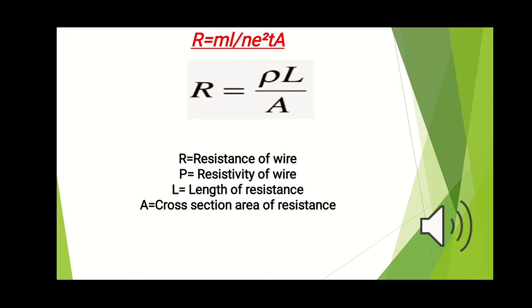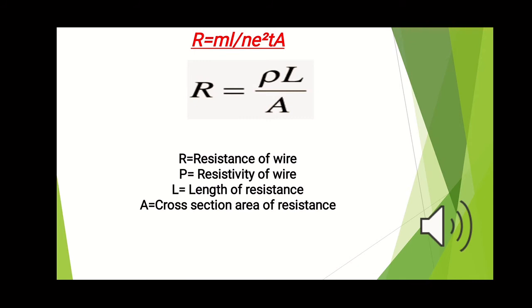So the resistance of a wire also depends upon the resistivity of the material, and another name for the resistivity is the specific resistance. Now here a few conceptual questions will form.